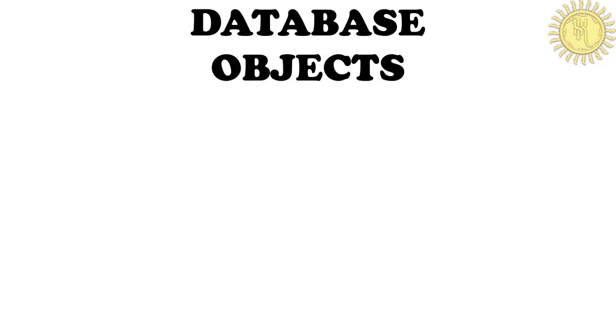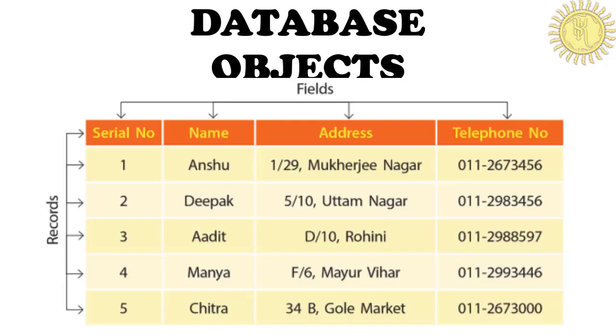Next topic is database objects. In a database, we can create more than one table. A table is the main thing for any database, and data is kept in the form of rows and columns, and it looks just like your Excel spreadsheets. A column of a table is called a field, meaning the heading of data, and a row of a table is called a record. A single row contains a single entry for each column.